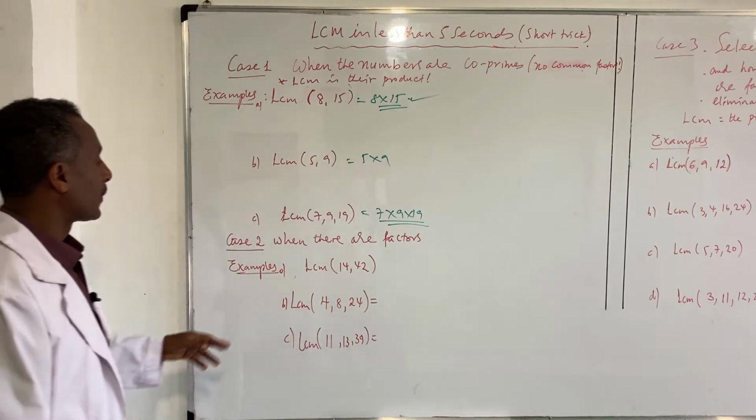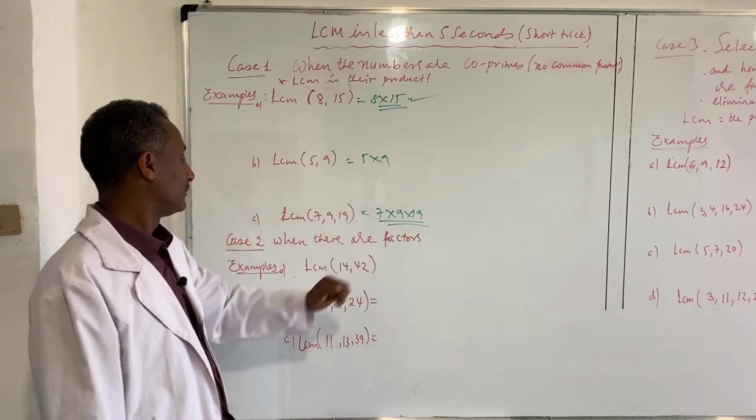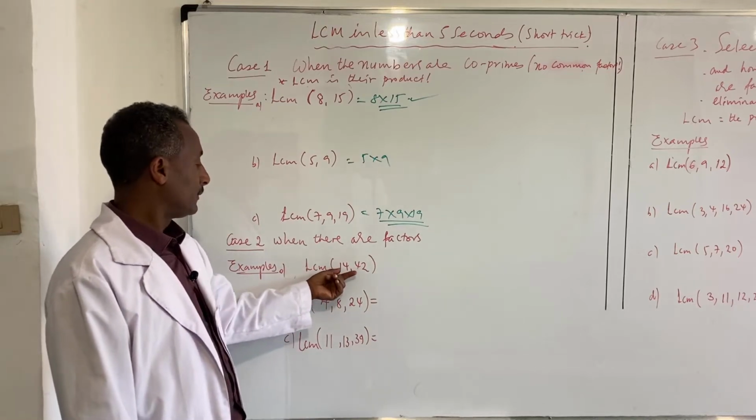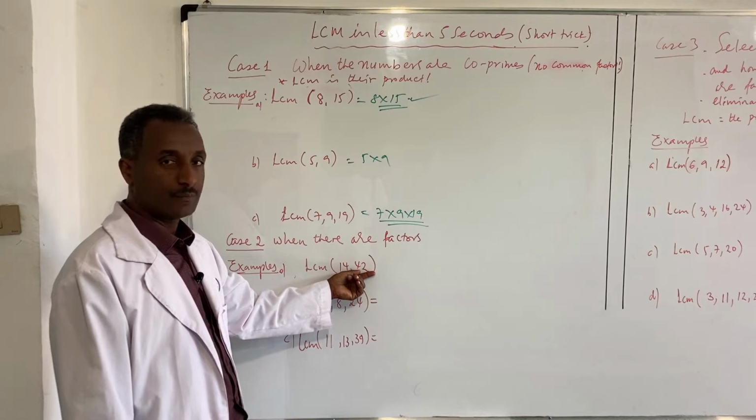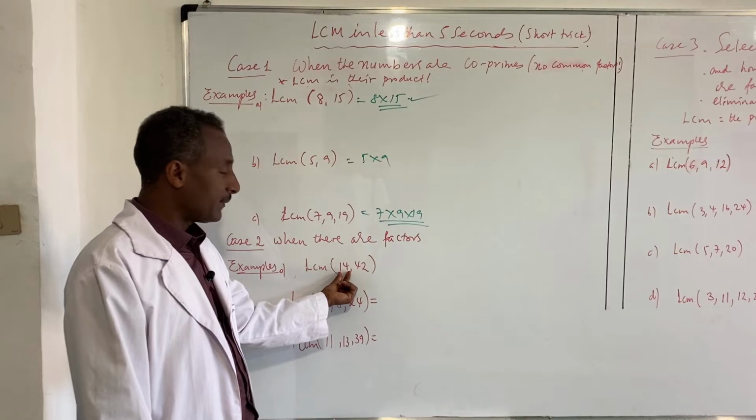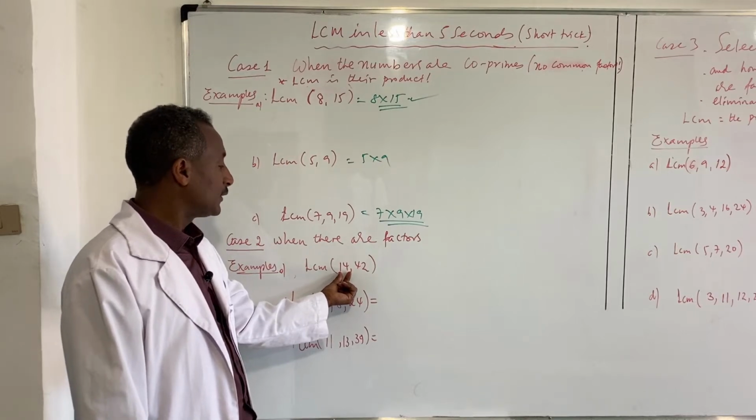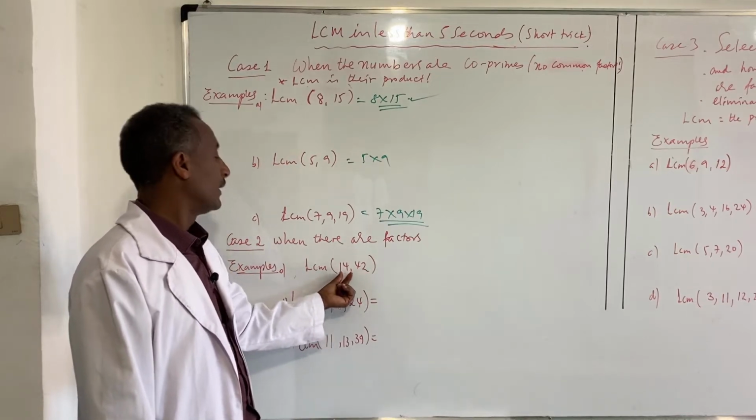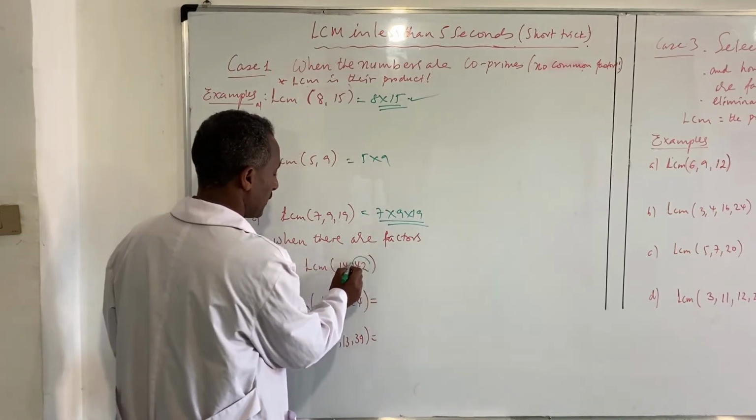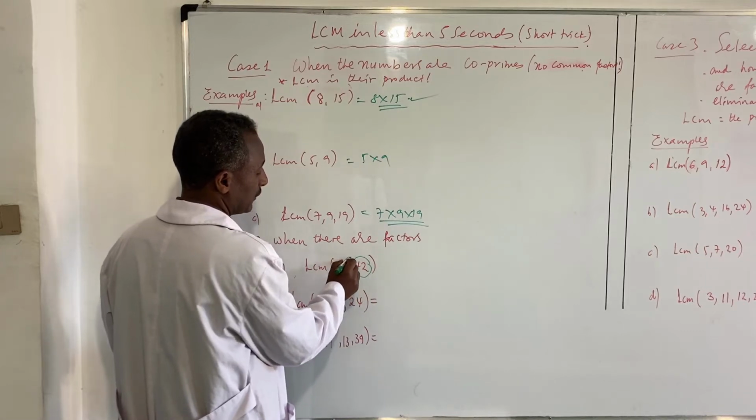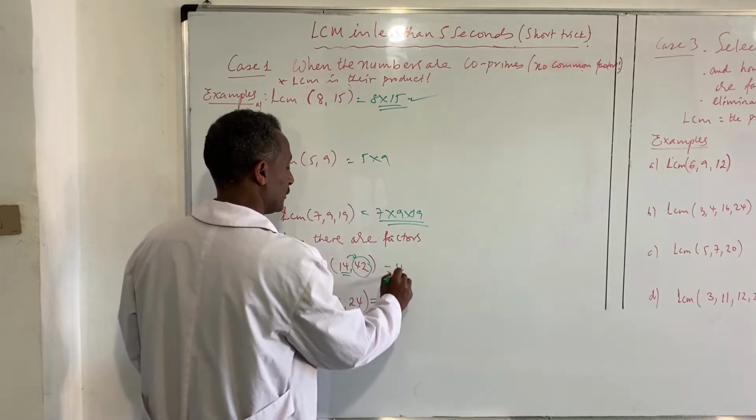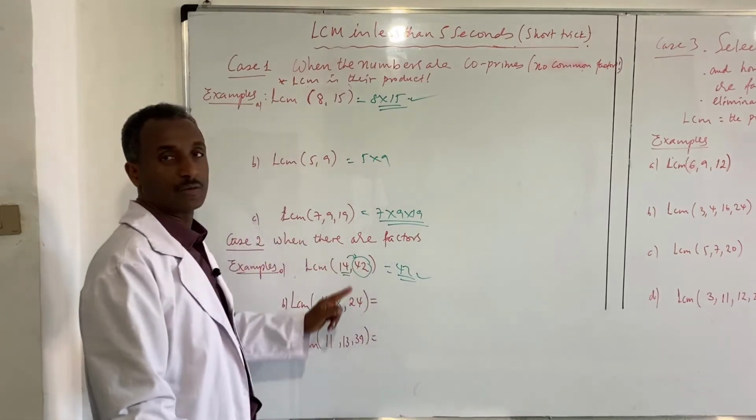The second case is when there are factors. Let us see. LCM of 14 and 42. We see that 14 is a factor of 42 because 14 times 3 is 42. So LCM is simply the bigger number, because the smaller number is a factor of it. So LCM is 42.